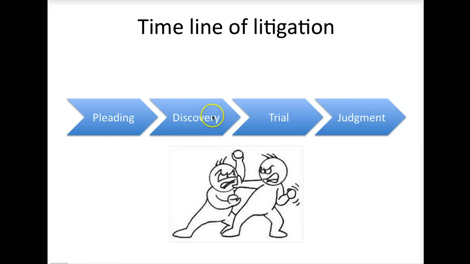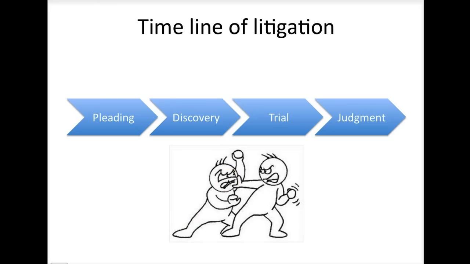The timeline of a lawsuit starts with pleading, goes through discovery, then trial, and then the trial court will enter a judgment declaring one of the parties the winner and the other the loser. We'll take a look at each step. Let's use a typical case.